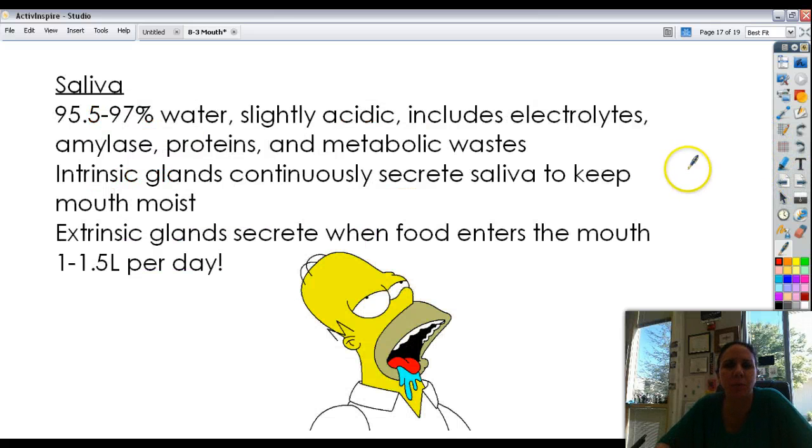Alright, saliva is mostly water. Slightly acidic, includes electrolytes, amylase, proteins, and metabolic waste. Your intrinsic ones are really good for just keeping your mouth moist pretty much all day long. Although your extrinsic glands only really get going when you start thinking about food or food is in your mouth. You tend to salivate more, and that's because of those extrinsic glands. You produce anywhere between 1 and 1.5 liters per day, so that's a lot of spit, a lot of drool.